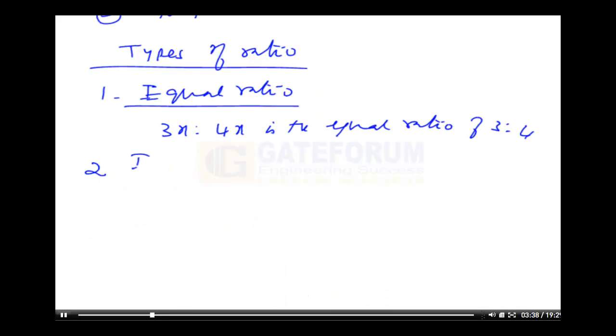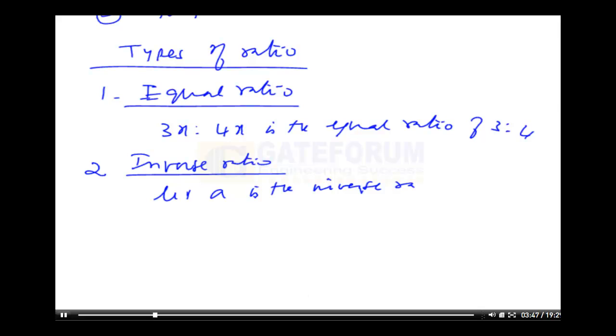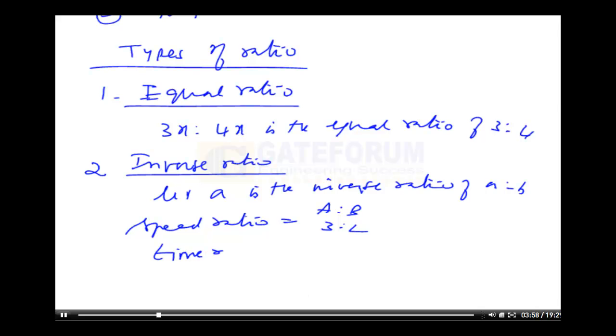Number 2, inverse ratio. What is the inverse ratio? B is to A is the inverse of A is to B. Example, very simply, speed ratio of two persons, A and B, is 3 is to 2. Then what will happen to their time ratio? Obviously it is 2 is to 3. Speed is more, time is less. Speed is less, time is more.